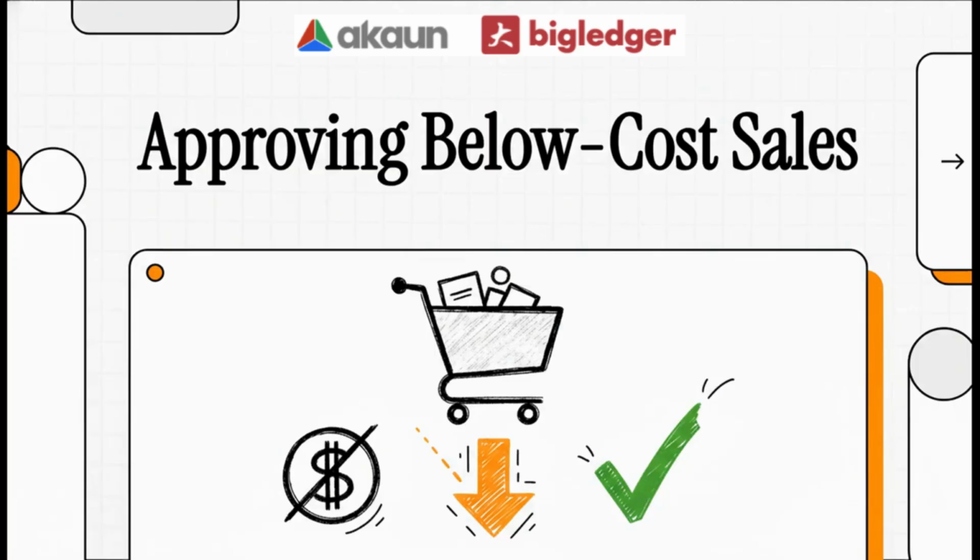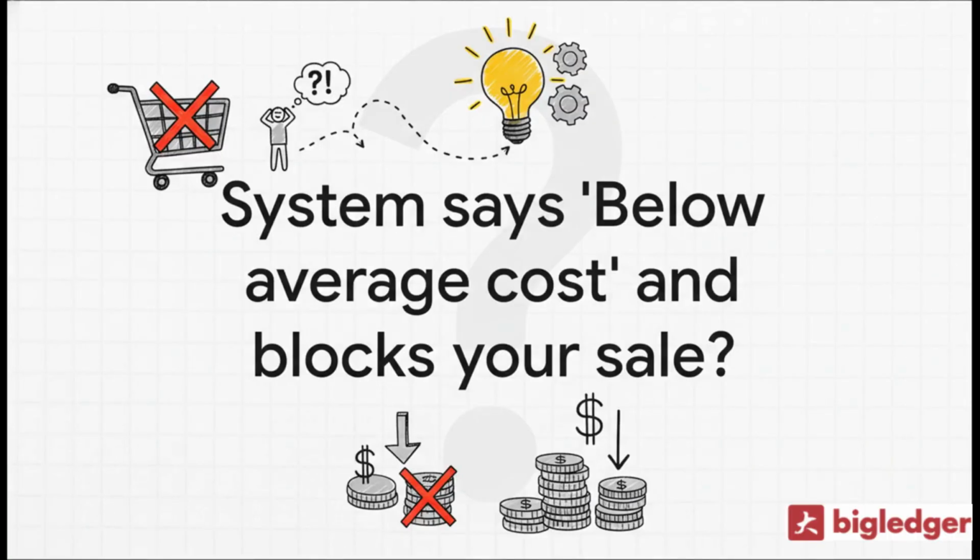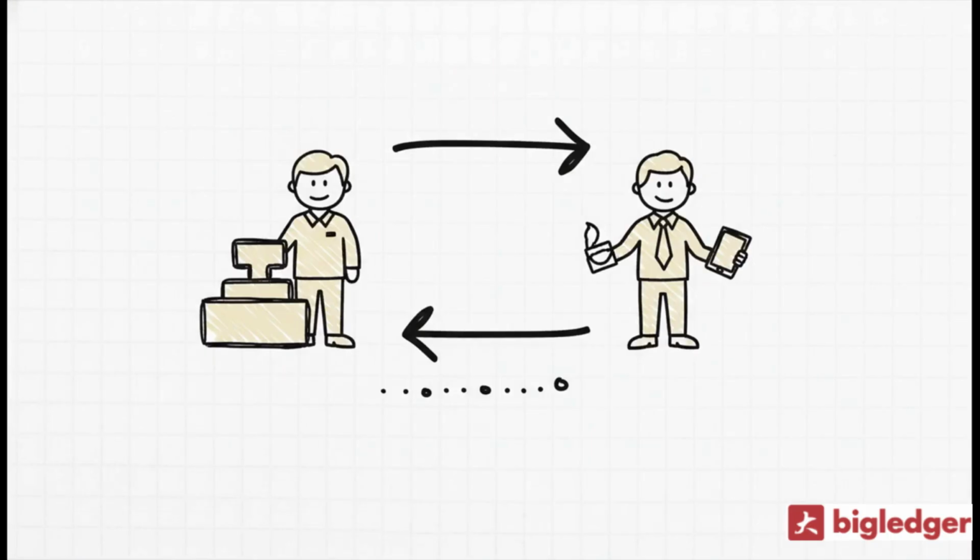Let's talk about a common issue: approving a sale when an item's priced below its cost. So you've seen that below average cost warning, right? It can really stop a sale in its tracks. We'll show you how to request and process that approval in seconds right from the POS system.